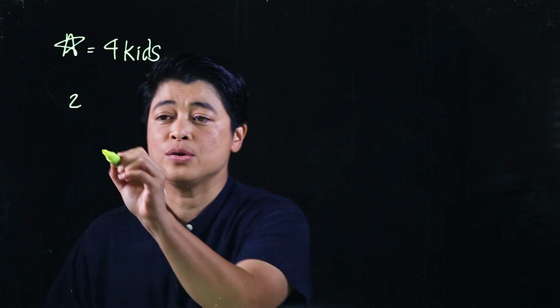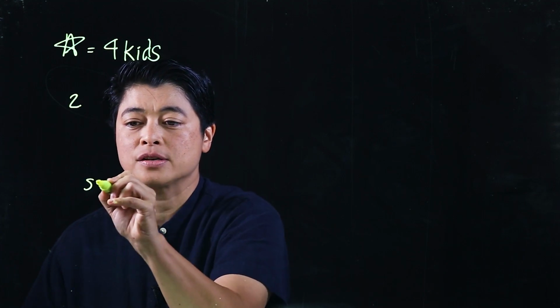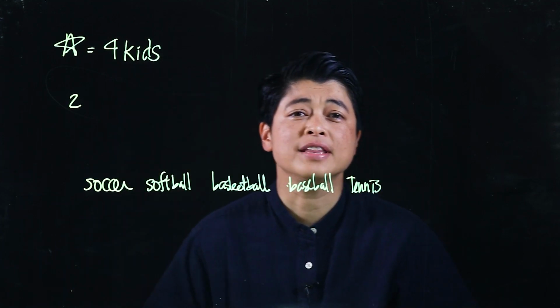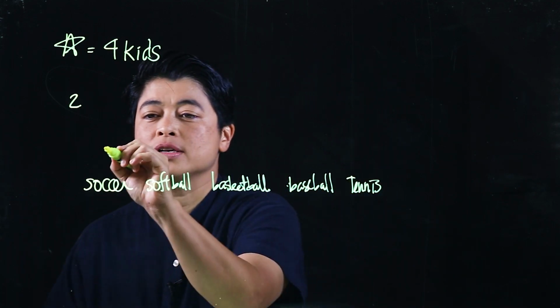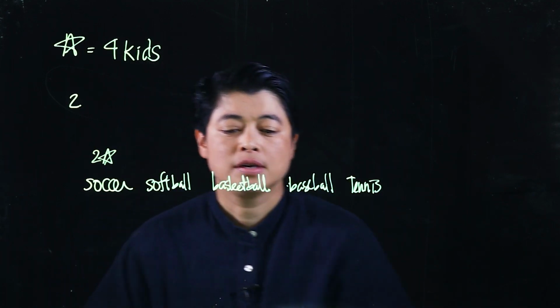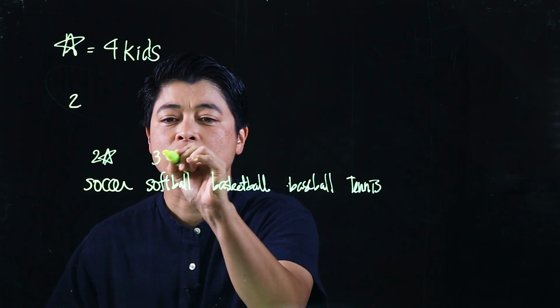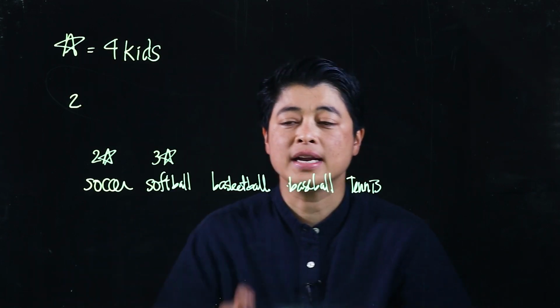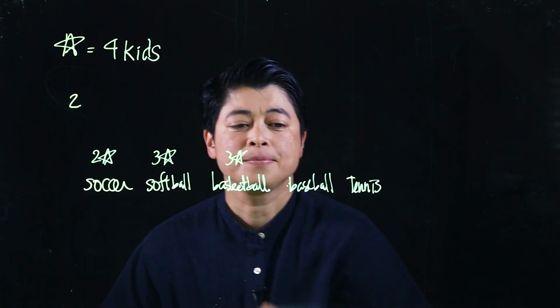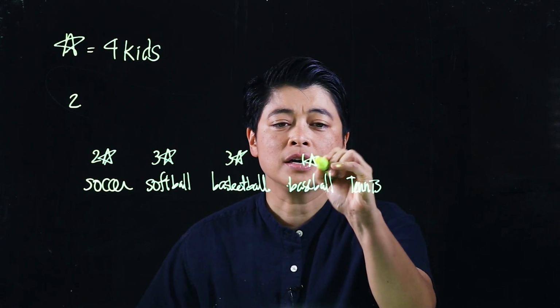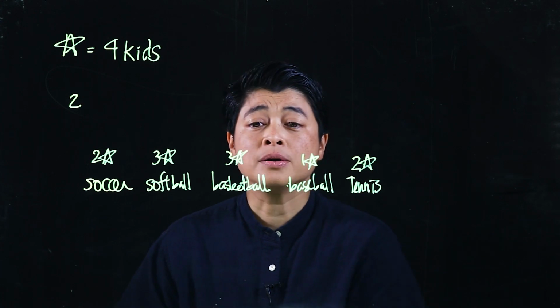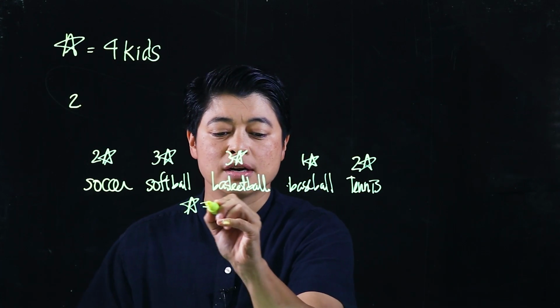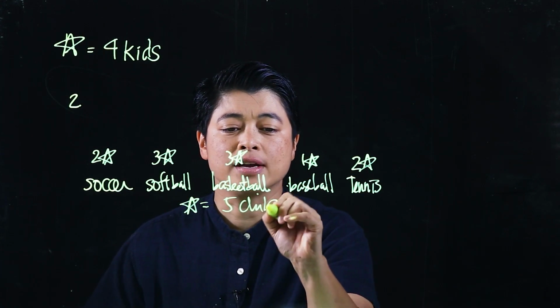Okay, so they gave you soccer. So I'll put it here, soccer. These are the sports that were given. This one has 2 stars. This one has 3 stars. This one has 3 stars. This one has 1 star, and this one has 2 stars. And down below the picture, it says a star is equal to 5 children.